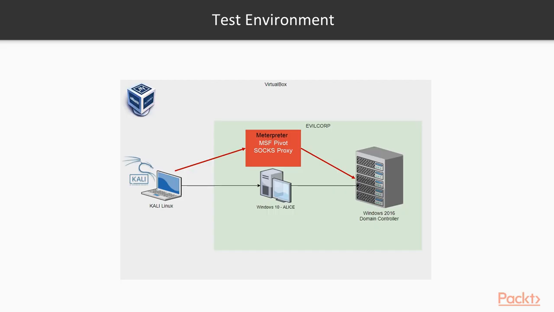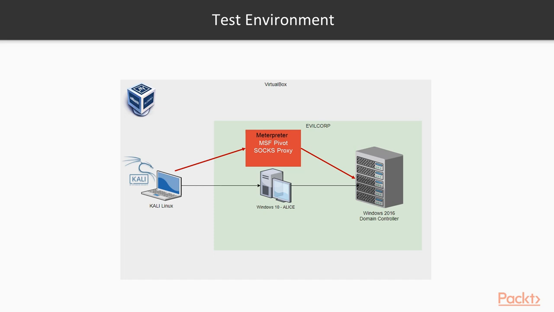So pivoting is a process to access computers on the network, which is not reachable from your own machine, but it is reachable through an already compromised computer. For instance, in our case, the Kali machine can directly attack the Windows 10 machine, but not the Windows 16 machine, because that is in a separate network, which is the evil corporate network.